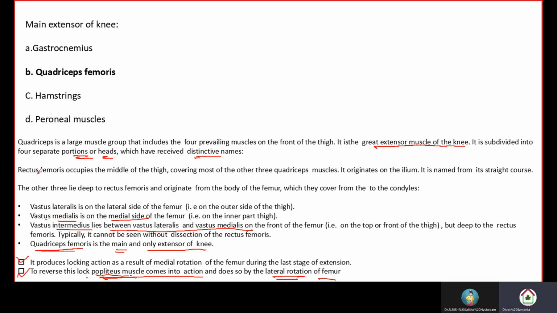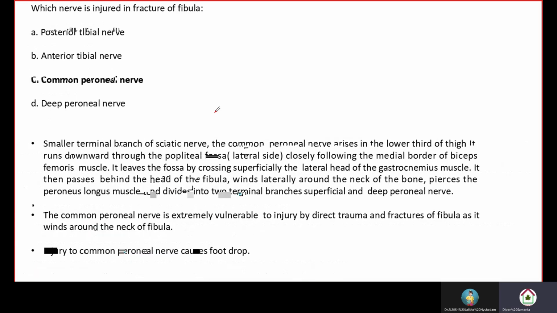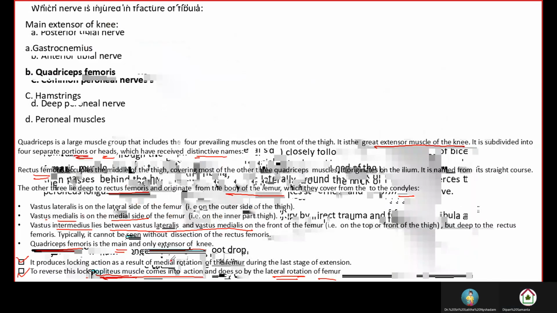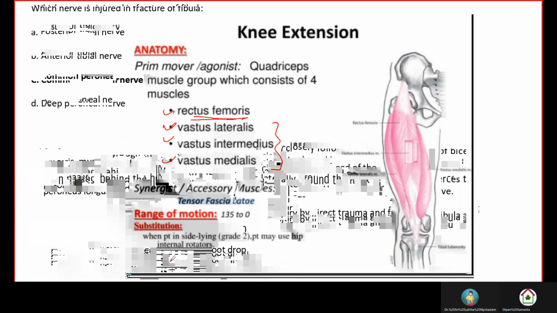So rectus femoris, while the other 3 lie deep to the rectus femoris and originate from the body of the femur, which they cover down to the condyles. Okay. So this is the quadriceps muscle group, consisting of 4 muscles: rectus femoris, vastus lateralis, vastus intermedius, and vastus medialis. 3 vasti and 1 rectus femoris. Okay, and quadriceps femoris is the main and only extensor of the knee.